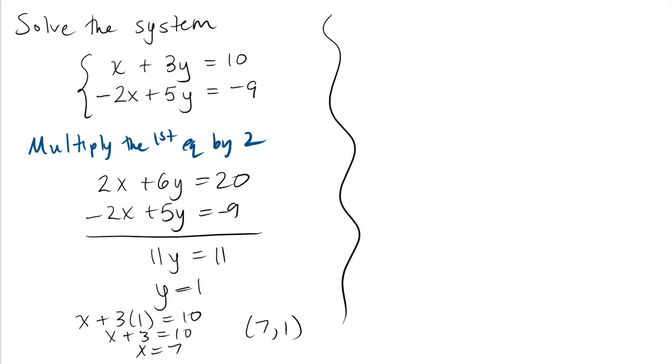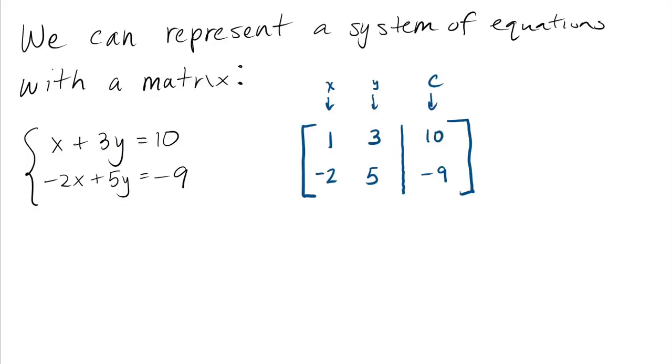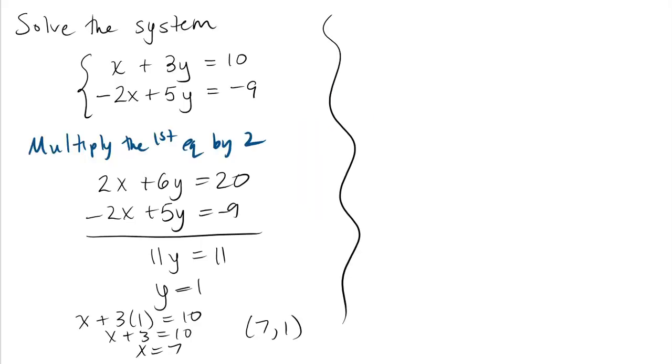Let me use the matrix representation that we came up with last time to do the exact same thing. I'm going to start by writing out the matrix representation of this system, which is 1, 3, 10, negative 2, 5, negative 9. This matrix is 2 by 3 because it has 2 rows and 3 columns. I'm going to divide off the coefficients of the variables from the numbers on the other side with this line segment. Again, we call this an augmented matrix.